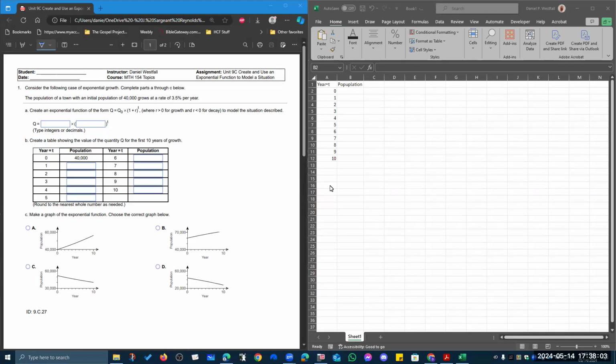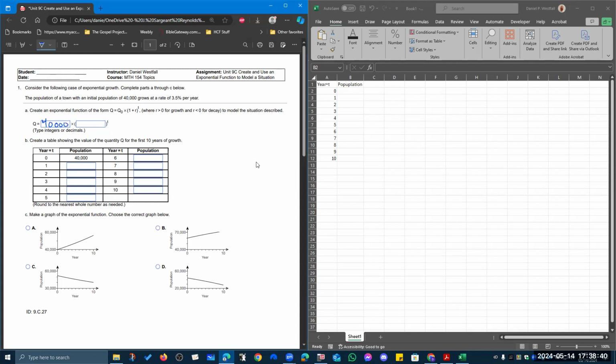In this video, we're going to create and use an exponential function to model a situation. I'm going to use several different tools here to show you how you can do this with this problem. Let's first talk about what the equation will be for this model, since it's an exponential growth model for population growth. The initial quantity Q naught, or Q sub 0, given here is 40,000.